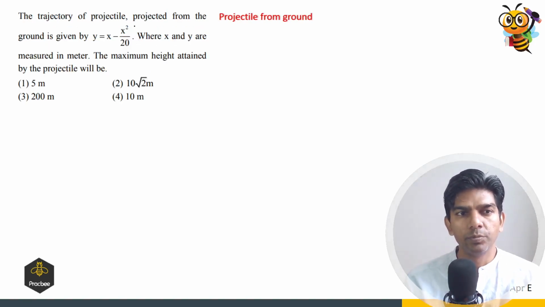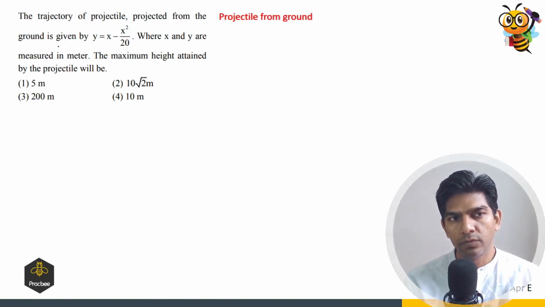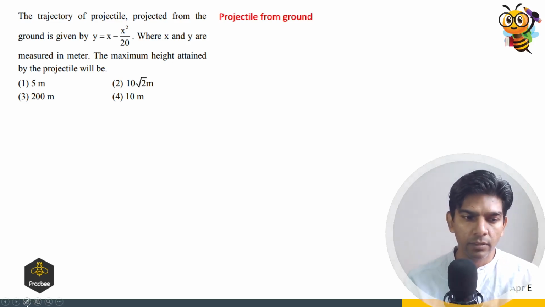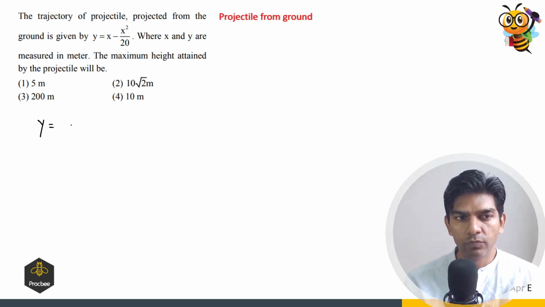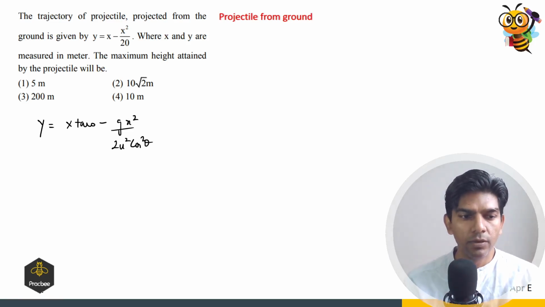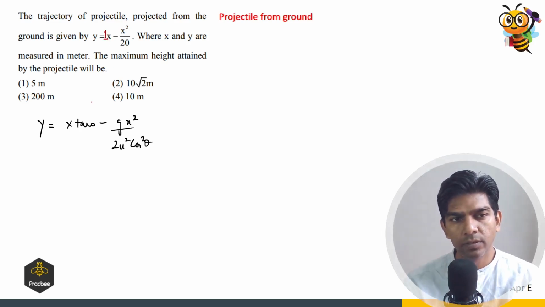The equation of projectile projected from the ground is given by y equals x minus x square by 20, where x and y are measured in meters. The maximum height attained by the projectile? Now we have to compare, this is the equation of trajectory. Let us compare this with the general form. So y is equal to x tan theta minus g x square upon 2u square cos square theta. Now if we compare the coefficient of x, so coefficient of x is given as 1. Here we have tan theta. So it means tan theta is 1. So theta is 45 degrees.